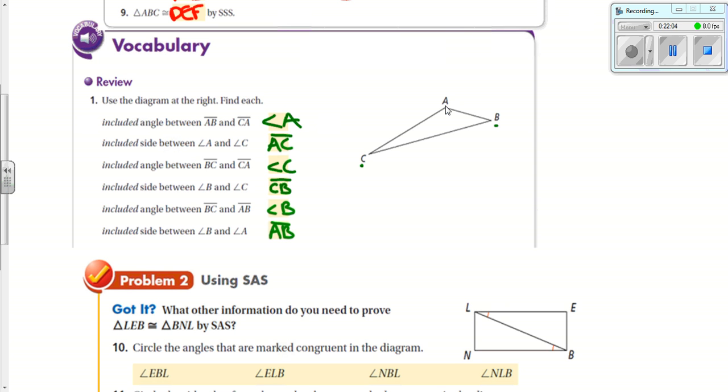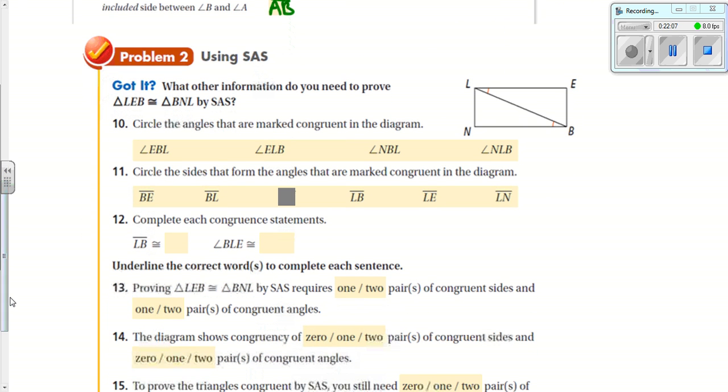All right, so take a look, pause if you need to, go back and take a look at it. So let's do some practice with side, angle, side. What other information do you need to prove triangle LEB is congruent to triangle BNL by side, angle, side? So we're going to walk through how you would know this information. Question number 10 says circle the angles that are marked congruent in the diagram. So here I have 2 angles. I have NBL. Always put the vertex, the middle letter, the letter by the angle in the middle. So I have NBL, or you could look at it as LBN, but we have NBL right here, is congruent to ELB. ELB, okay? L has to be in the middle.